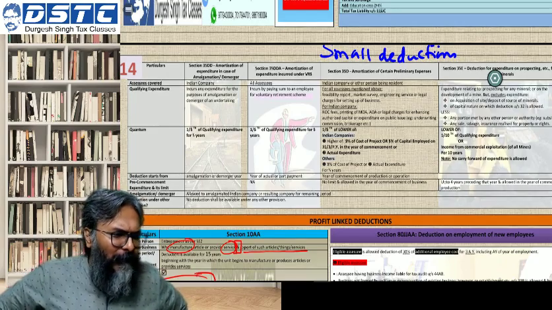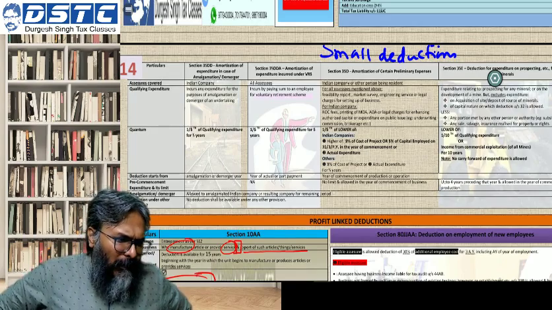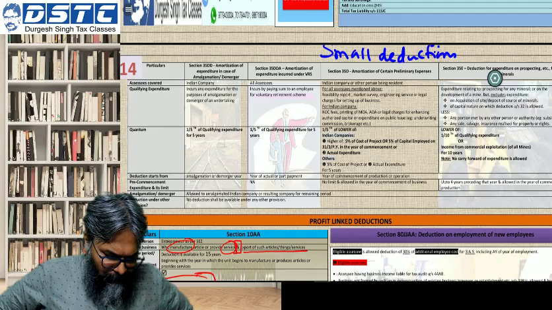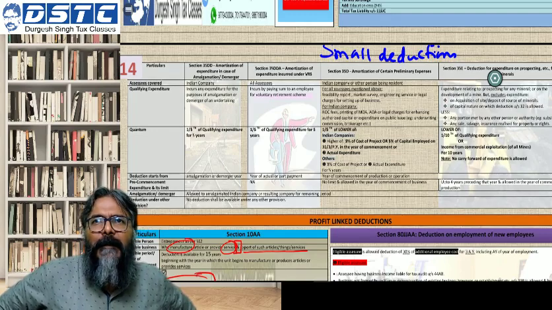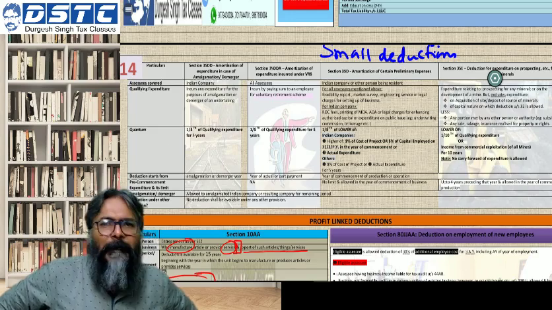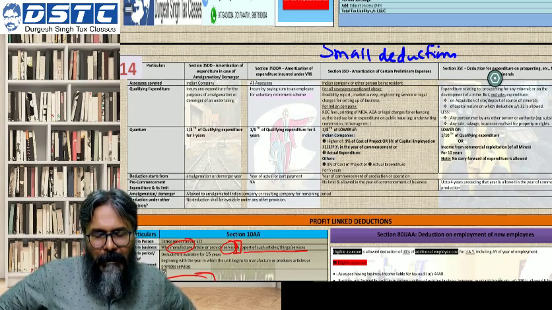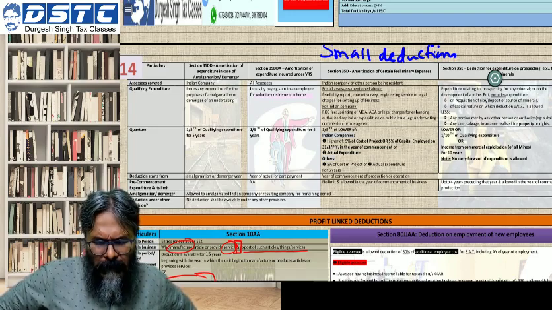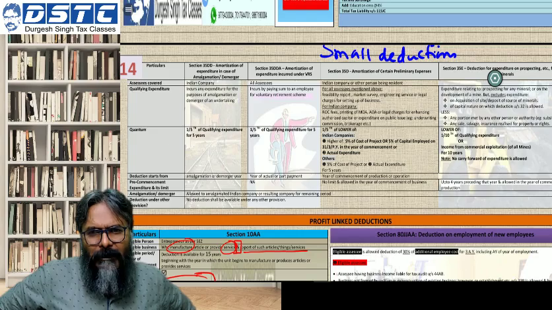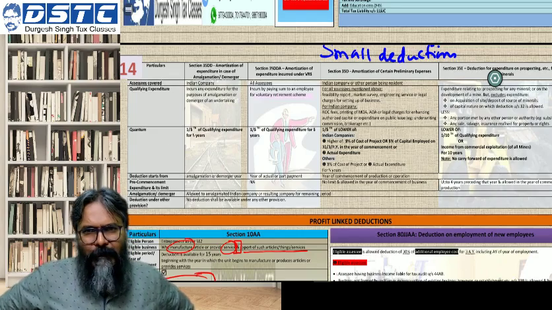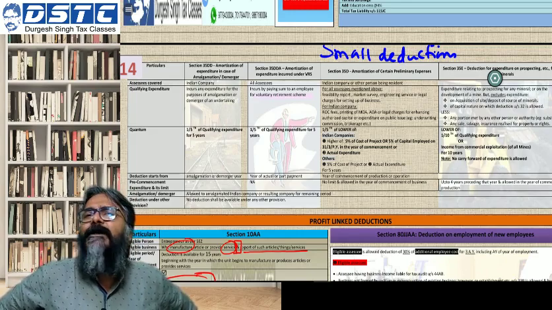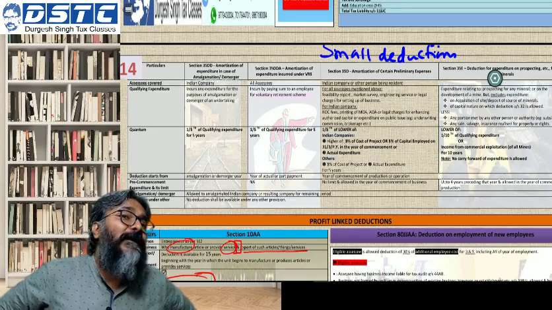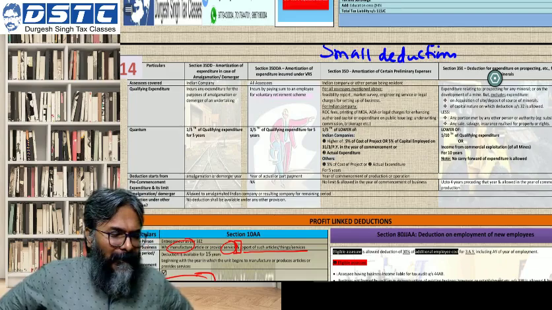35DD, amortization of the expenditure in the case of amalgamation or demerger. So what happens over here? Students, in the case of amalgamation, there is a lot of amalgamation-related expenditure. Therefore the amalgamated company will be eligible to claim the deduction in respect of those amalgamation expenses, but the maximum deduction would be only 1/5 every year. So you have to take the deduction for a period of 5 years, 1/5 every year.